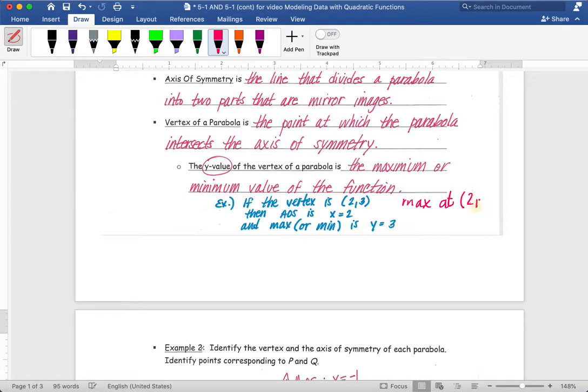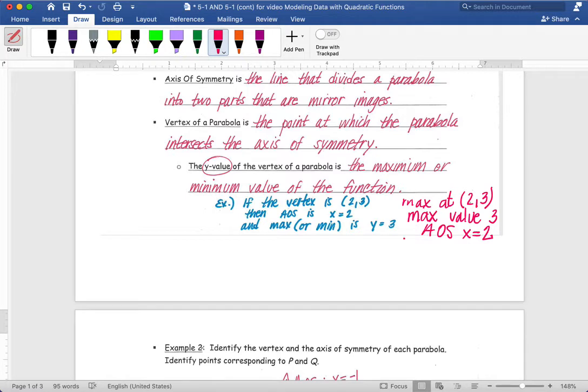2, 3. Max, if this is a max, value is 3. And then the AOS, which is the axis of symmetry, x equals 2. Okay? So the max or min happens at 2, 3. The max value is 3. The axis of symmetry is the equation x equals 2.